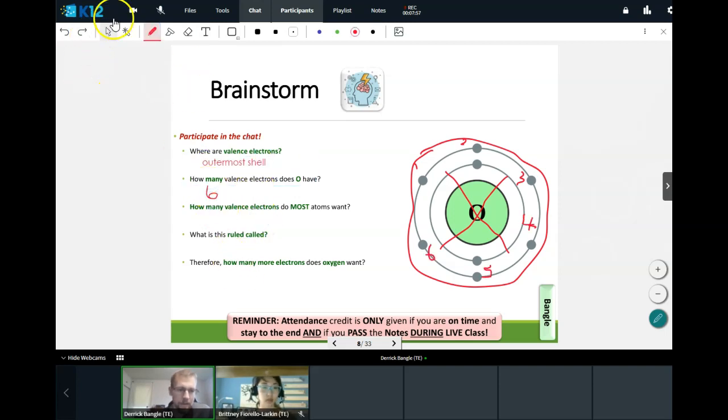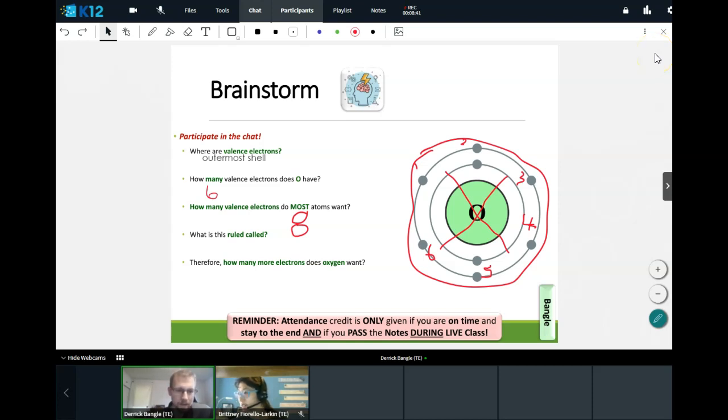Now, how many valence electrons do most atoms want? In our case, it'll be all, but how many valence electrons do atoms need to have? Think of the name. Exactly, it will be 8. So they want 8 valence electrons pretty much always. And what is this rule called? Think of the prefix that means 8, like oct, like octopus. If I have any Spider-Man fans in the chat, think of Dr. Octopus or Doc Ock. It is the octet rule.